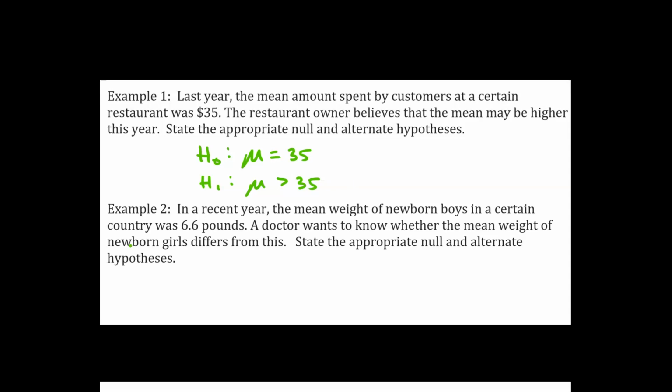Example 2. In a recent year, the mean weight of newborn boys in a certain country was 6.6 pounds. A doctor wants to know whether the mean weight of newborn girls differs from this. So we have to really start paying attention to the language that's used in these problems, because that impacts how we set up our hypotheses. So the null hypothesis here is going to be that there is no change, and so the mean weight of newborn girls would still be equal to 6.6. And the alternate hypothesis is that the mean weight of newborn girls differs from 6.6 pounds. And so again, those are the hypotheses.